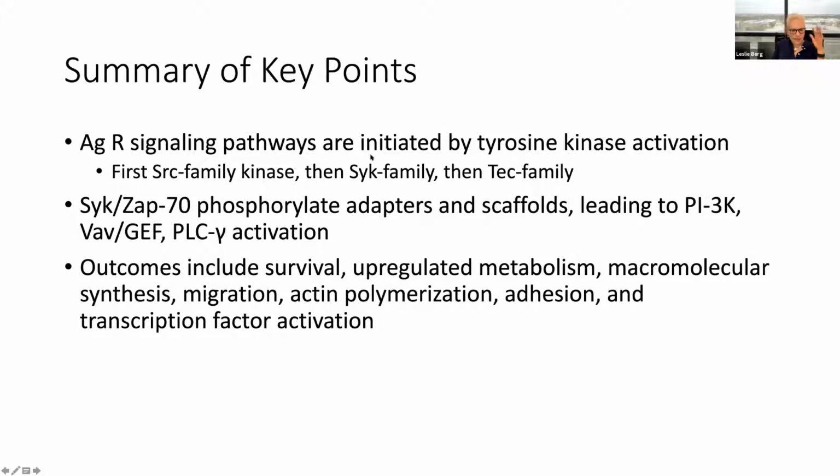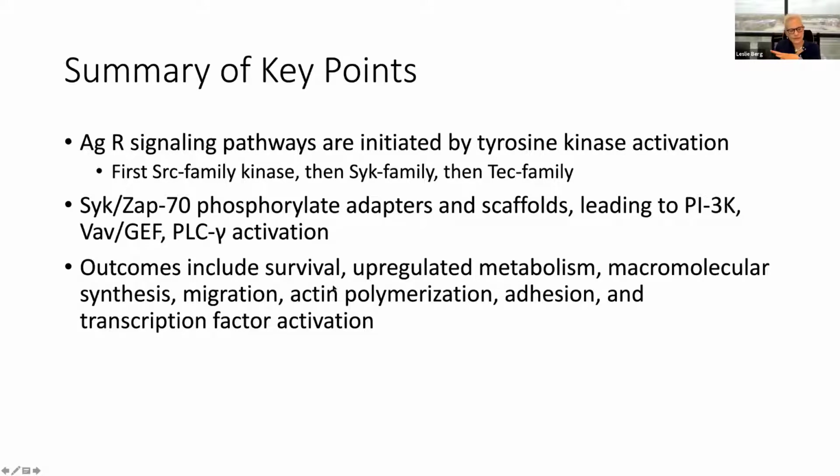And to summarize the points that we've covered so far, antigen receptor signaling pathways are initiated by activation of tyrosine kinases. First, we have the Src family, then the Syk family, and then there's a third family of tyrosine kinases. I mentioned BTK in B cells, and there's a family member also in T cells. The Syk and ZAP70 kinases phosphorylate adapters and scaffolds, and that leads to activation of an enzyme called PI3 kinase, which is a lipid kinase that modifies PIP2 in the plasma membrane of the lymphocyte. That also recruits GEFs for the small GTPases I talked about, and it also ends up leading to PLC gamma activation.